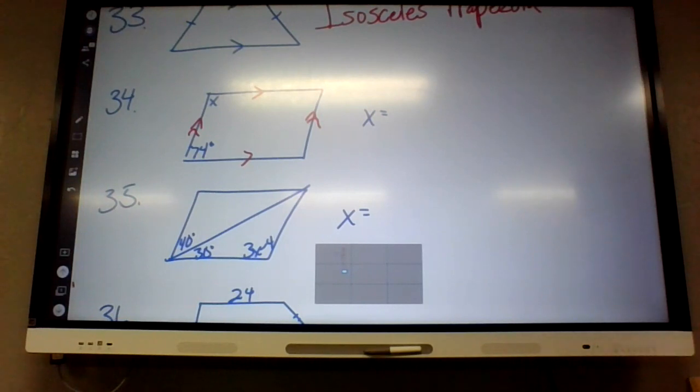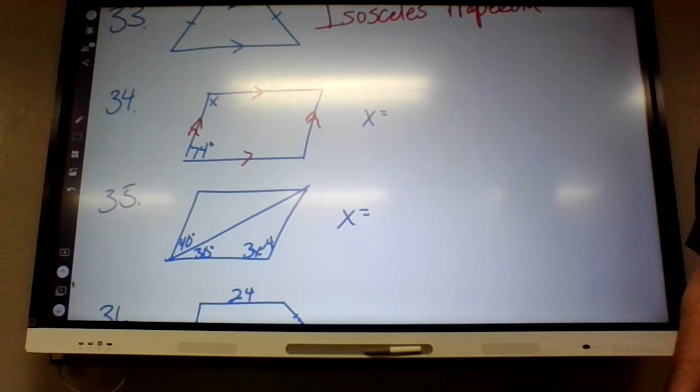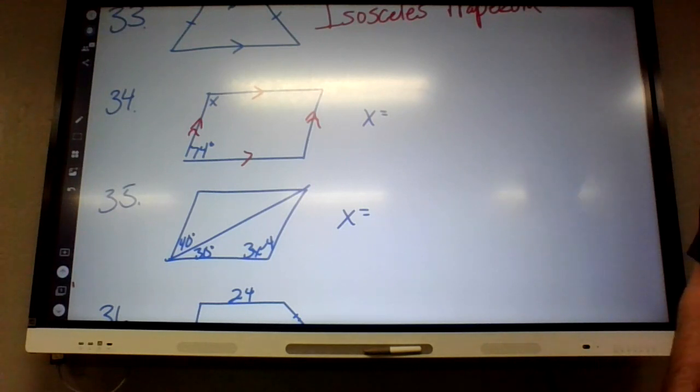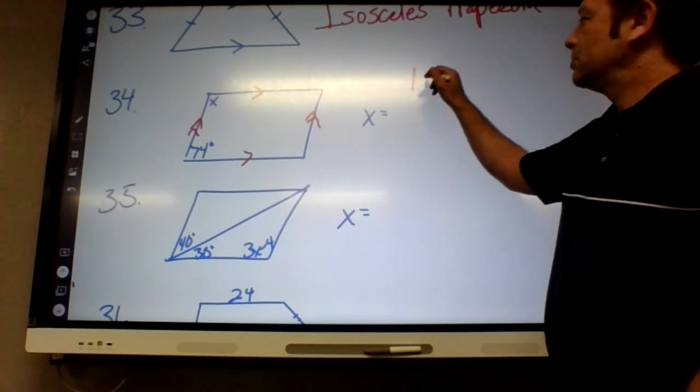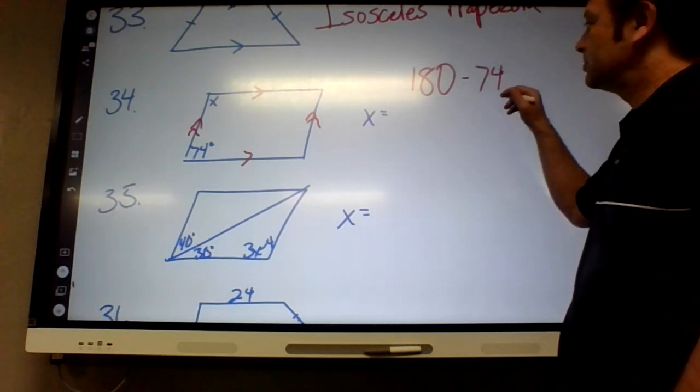How do we find 34? Oh, those both add up to 180. They add up to 180, so we gotta do x plus 74 equals 180. 180 minus 74. Or you could just say 106.